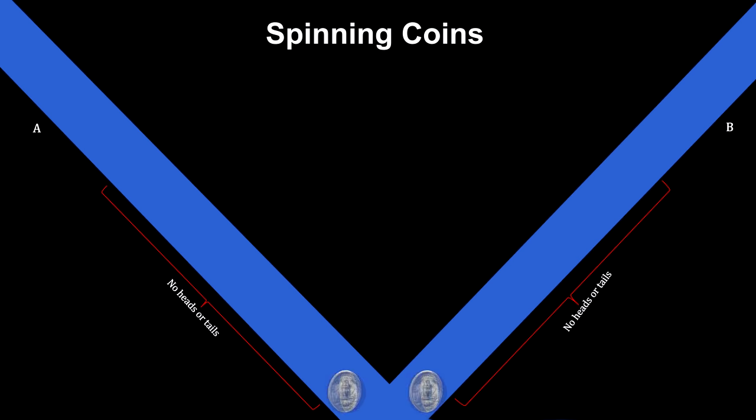To help isolate the key differences between classical mechanics and quantum mechanics, let's look at one more classical example. Here we start with two coins, each with heads on one side and tails on the other. If we put them both into a spin and send them up the two channels, we note that during the journey, they exhibit neither heads nor tails. But they carry a probability that, once stopped, they will come up either heads or tails.